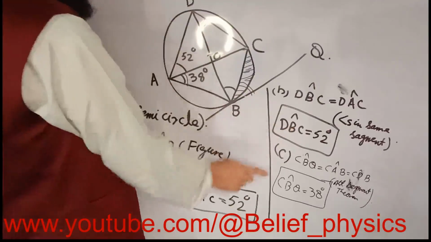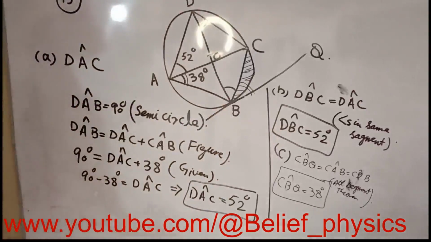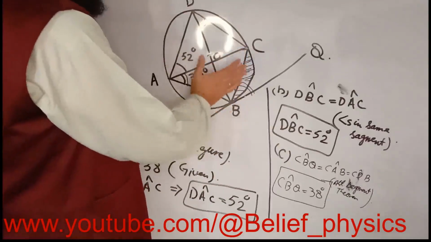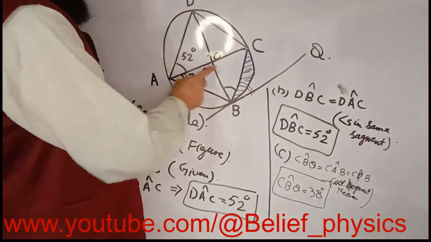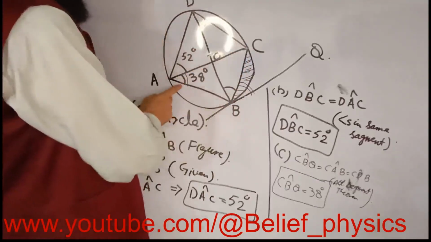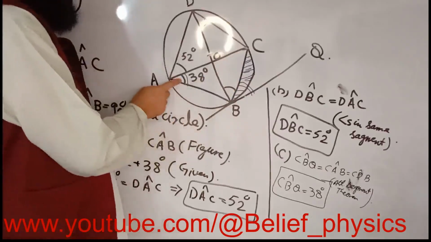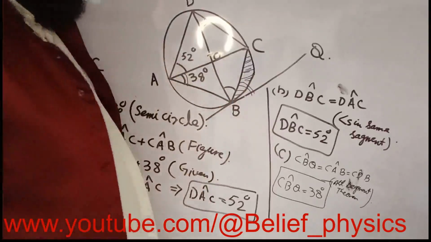Next was the alternate segments. We have to find the CBQ. CBQ was the angle made by CB with the tangent. So the angle made by CB in the alternate segment will also be equal to CBQ. So this angle is 38 because it is the angle subtended by CB in the alternate segment. Therefore, CBQ will also be equal to 38 degrees.